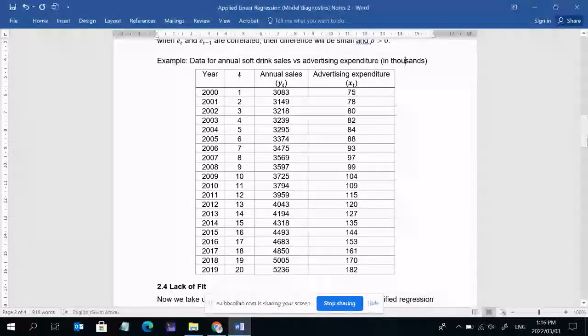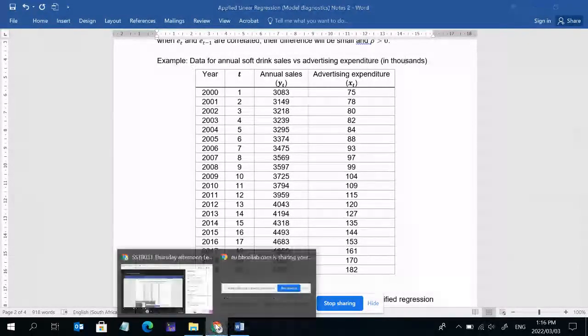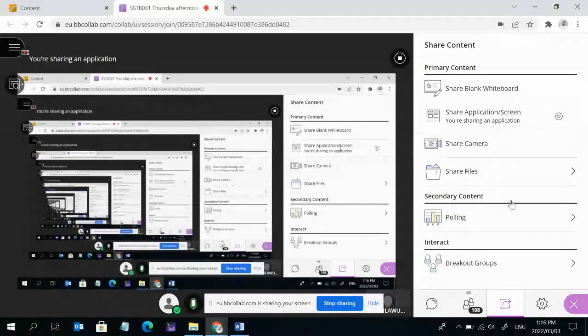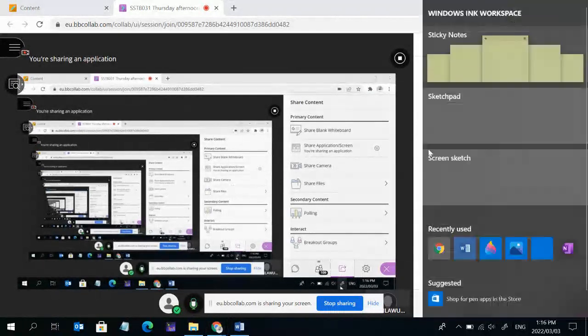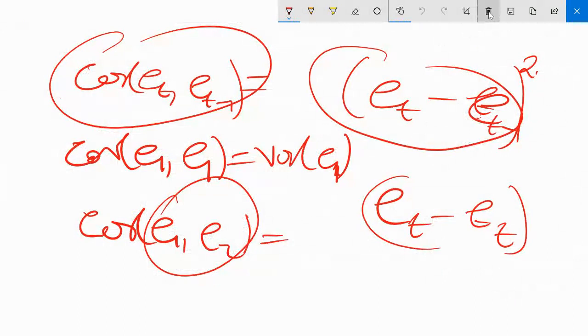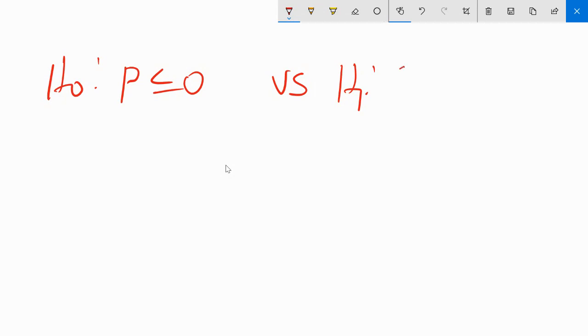So the first thing that we need to do is to state the null and the alternative hypothesis. Then we get the value of the test statistic, which is DW.